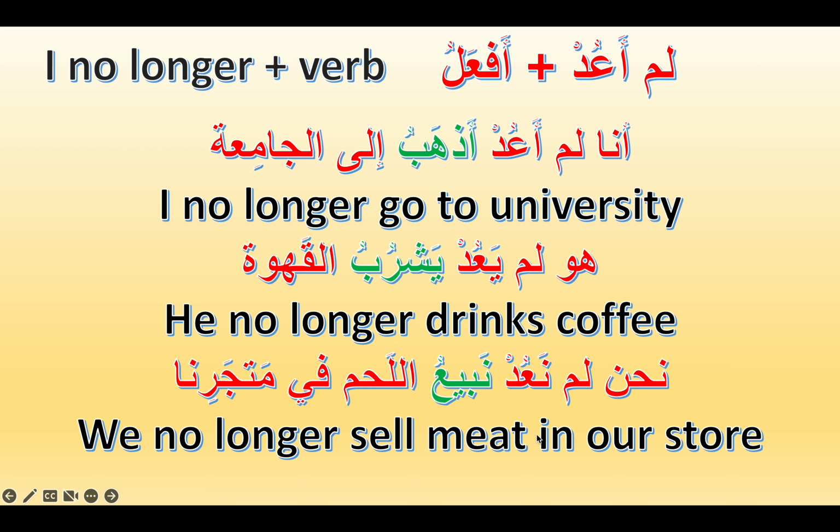We no longer sell meat in our store. نحن لم نعود نبيع اللحم في متجرنا. اللحم is meat. متجر is store. Now it's not متجرنا with a damma, it is متجرنا because this noun is in the genitive case. This is because the noun is preceded by a preposition.